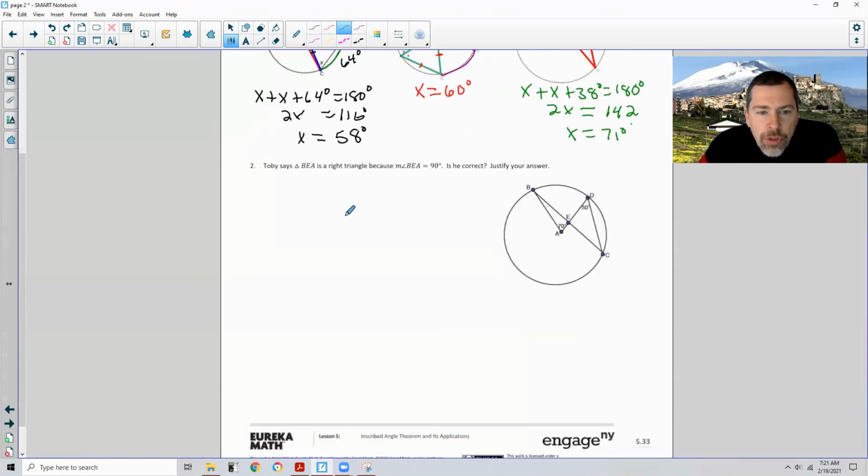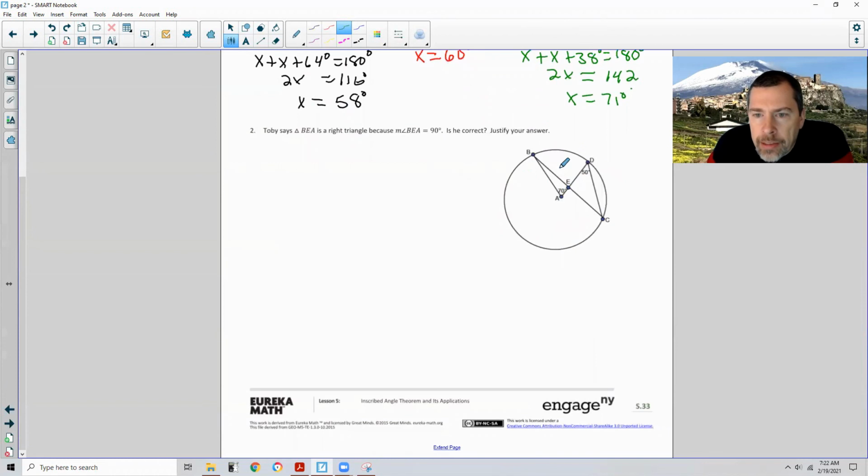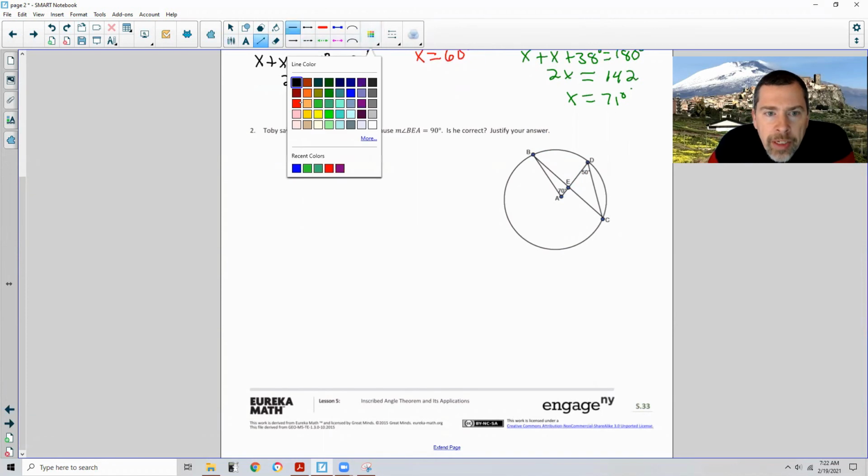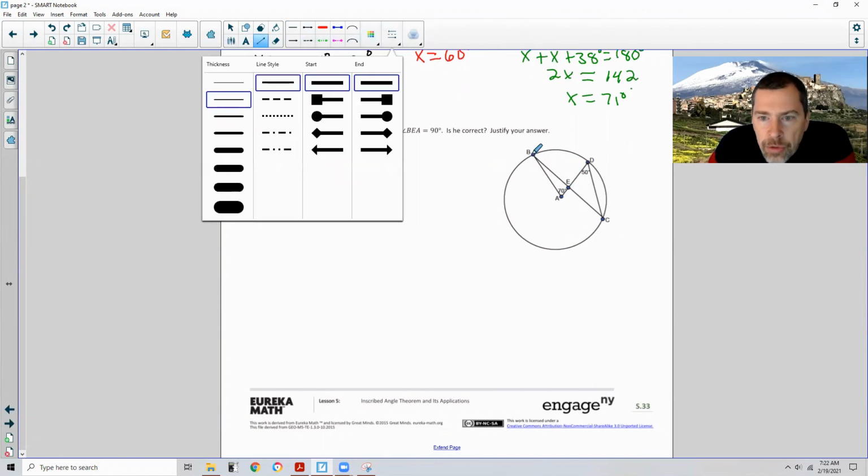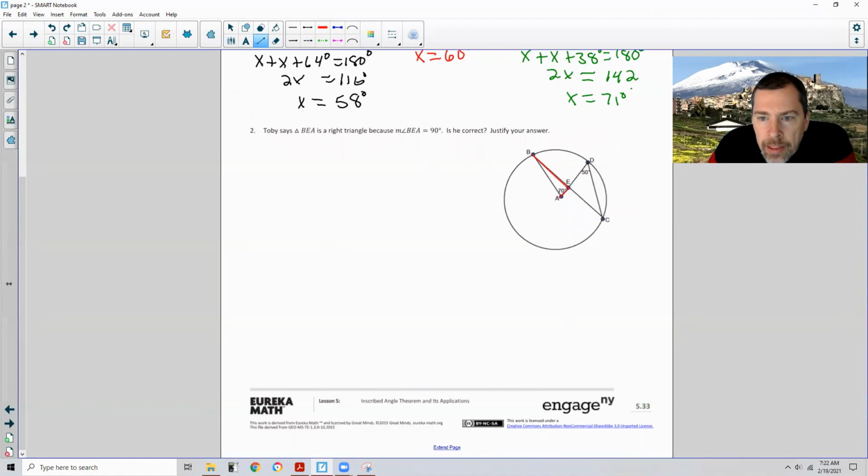Okay. Number 2, Toby says that triangle BEA is a right triangle. Okay, so let's label that. I'll make it red and let's make it thinner. So triangle BEA is right here. Okay, and Toby is saying that that's a right triangle. And it's asking if he is correct. So measure of angle A is 70 degrees. So if I extended this out here, then that would make this arc 70 degrees. And that would make this angle down here half, or 35 degrees.